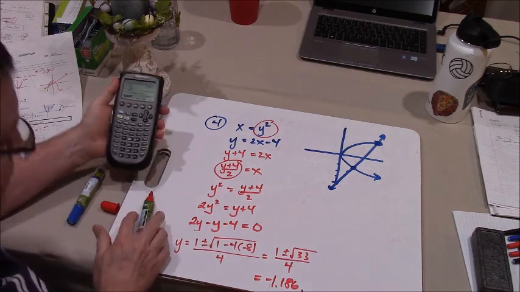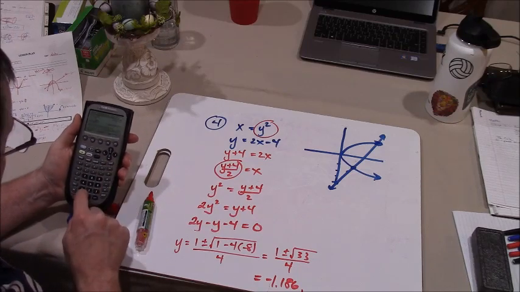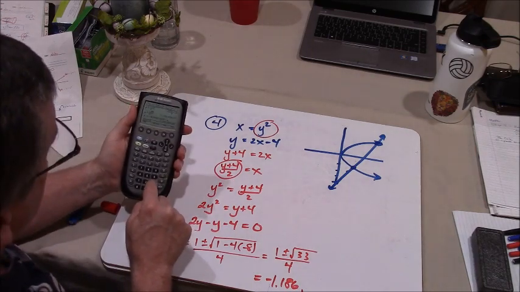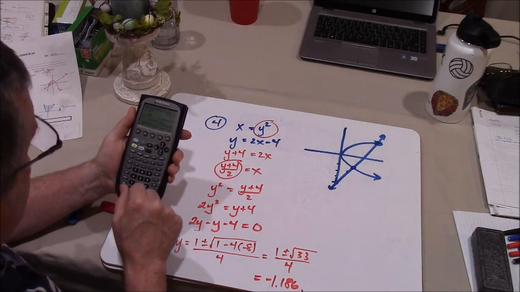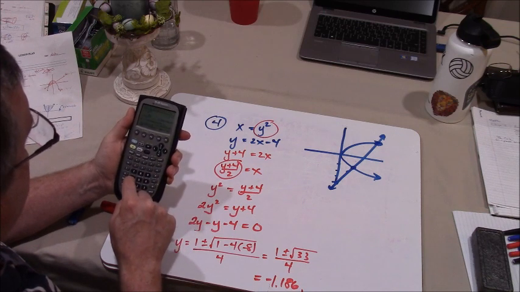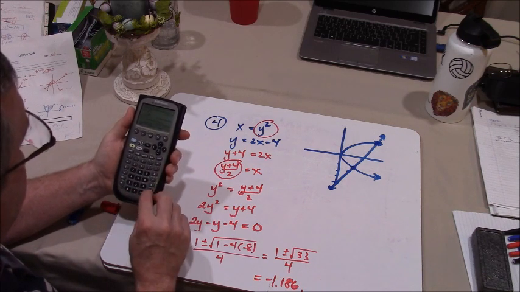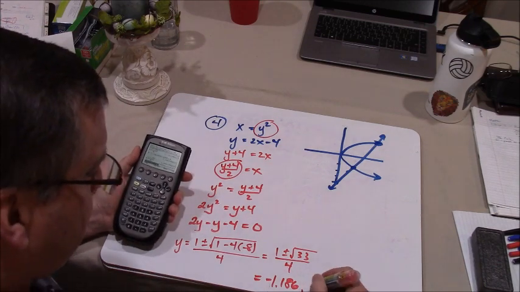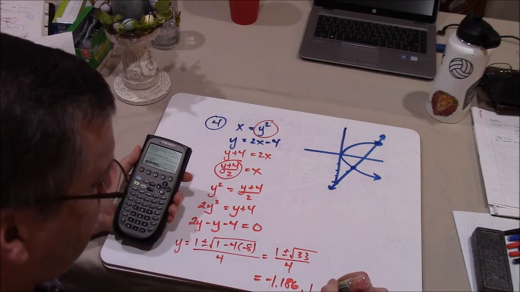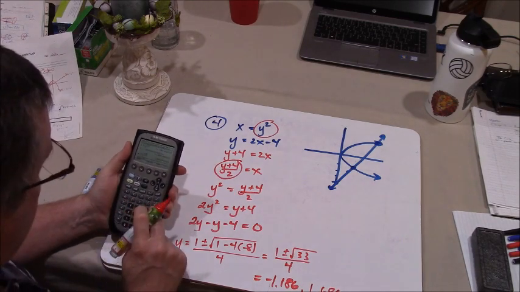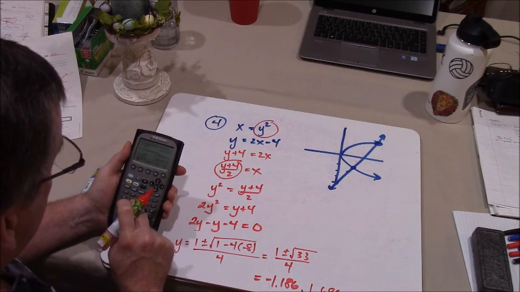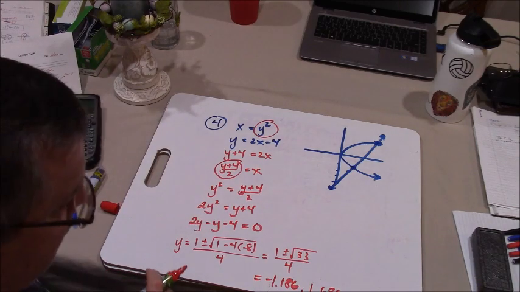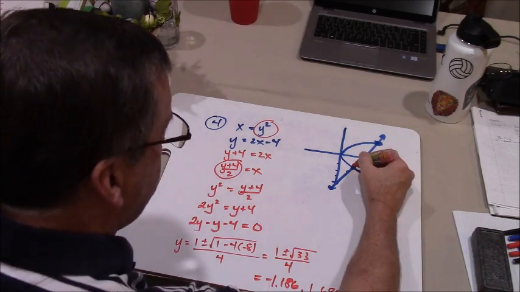Okay, my second answer, if I do in parentheses 1 plus square root 33, close that off and divide that by 4, put a decimal point in there again. This time I get 1.686, and I'm going to store that in alpha B. Alright, so I know where my points of intersection are.